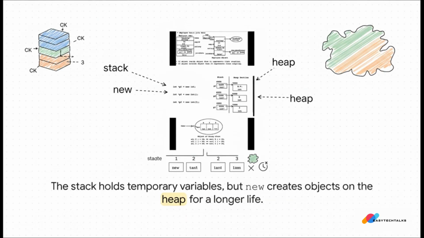And this diagram just makes it all crystal clear. On the left, you've got the stack. That's for your fast temporary variables that clean themselves up. But when you use new, the object itself is created over here on the right in this big flexible memory pool called the heap. And that variable you have on the stack, it's not the object anymore. It's just a pointer, basically an address that says, hey, the real object you're looking for is over there.